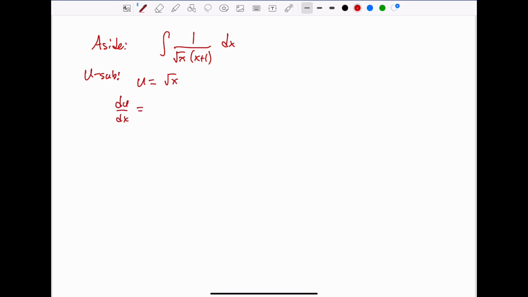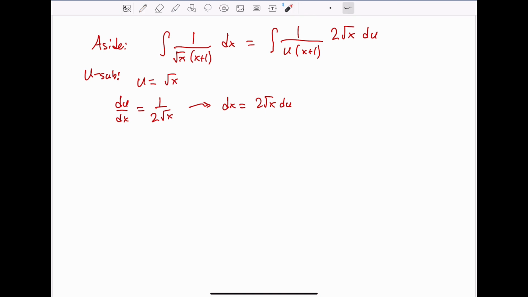All right, follow the steps. Take the derivative of the square root of x. It's 1 over 2 square roots of x. Solve for dx. We get dx equals 2 square root of x du. Now substitute into the integral. I have 1 over u times x plus 1 times dx, 2 square root of x du. This looks like a mess. I can't cancel x's here. The x plus 1 can't cancel with square root of x.